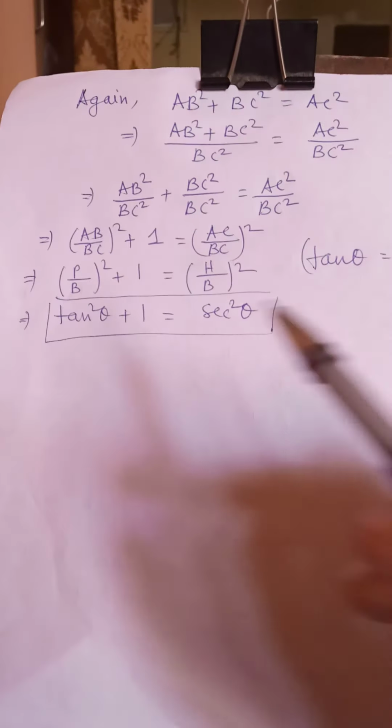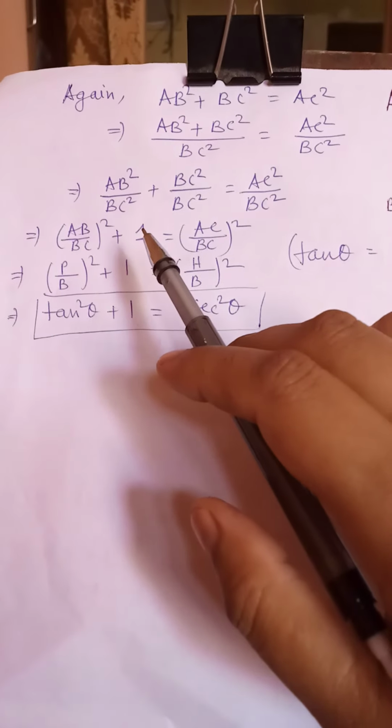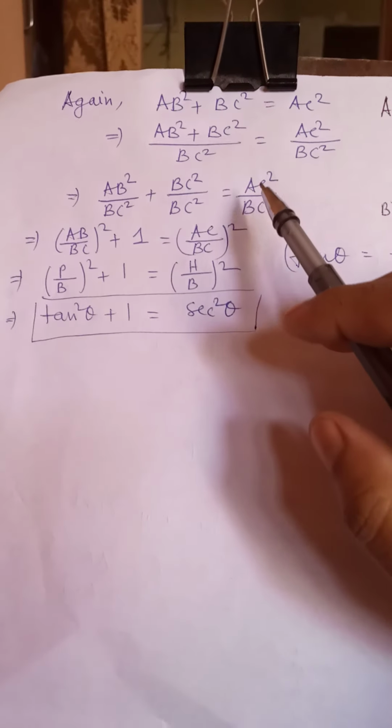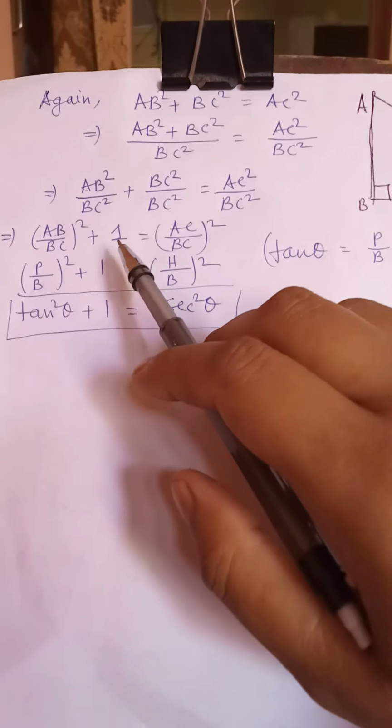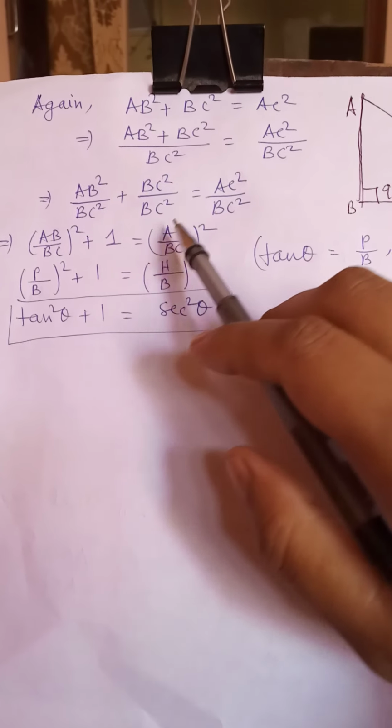Now again we will start with the relationship AB square plus BC square, that is perpendicular square plus base square equals hypotenuse square. AB square plus BC square equals AC square. So divide both sides by BC square. AB square plus BC square by BC square equals AC square by BC square. So it is (AB by BC) whole square plus BC square cancels out to 1 equals (AC by BC) whole square.